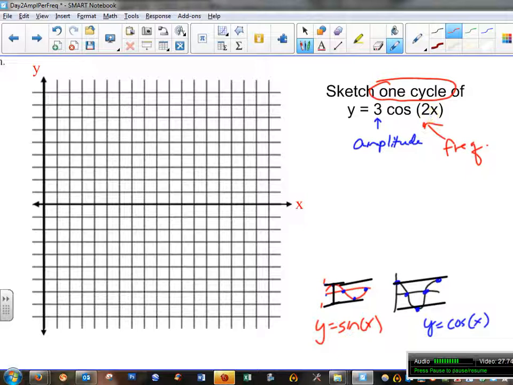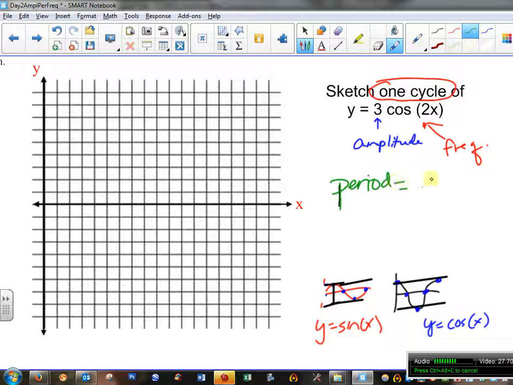However, we need to calculate something called the period. The period of the function, by definition, is where the first cycle will end. And if we know what the period is, and it tells us to sketch one cycle, then we'll be sketching at the end of that first period. So let's calculate the period.